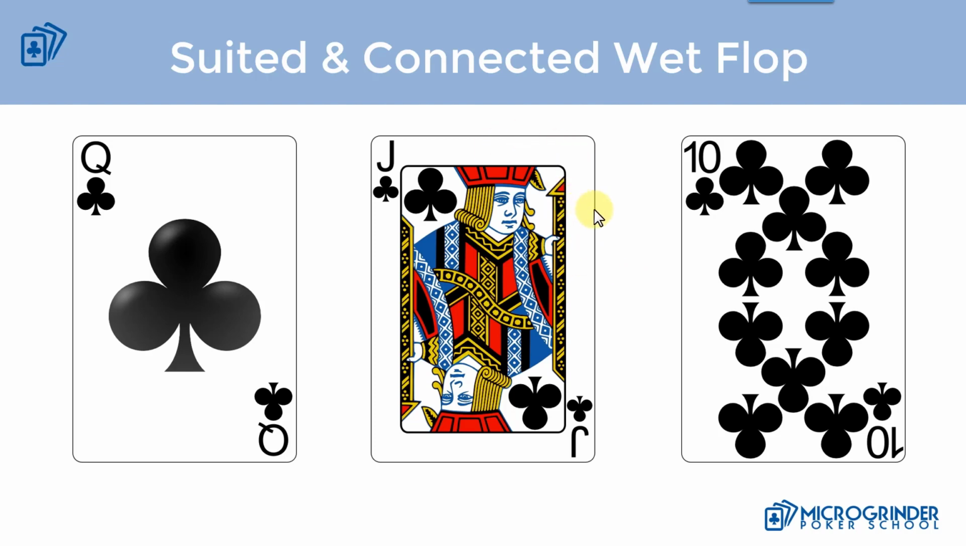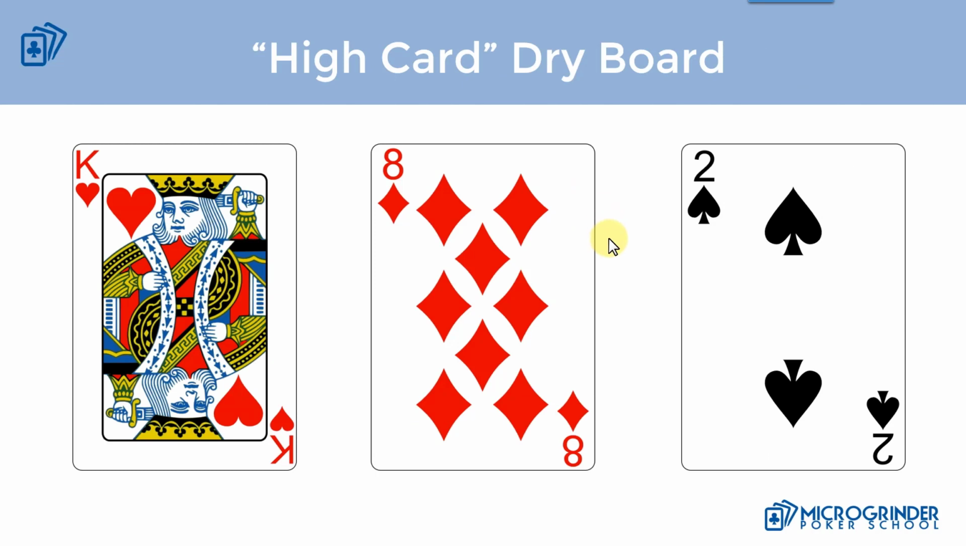Now, on the flip side, let's talk about dry board textures. We're going to take a look at two. We're going to take a look at the high card dry board, which we're looking at now, and we're also going to take a look at the paired board dry flop as well. When we talk about these dry boards, if you take a look at this one, King of Hearts, 8 of Diamonds, 2 of Spades, there are no draws. You cannot complete a straight or a flush on the turn.